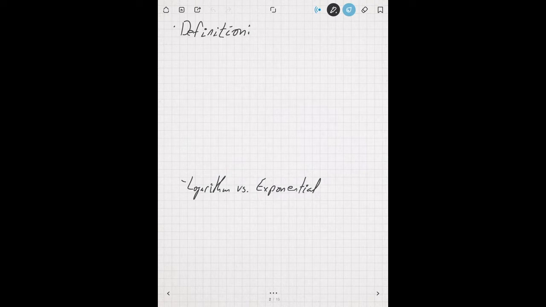Let's first begin by defining what a logarithmic function is. We're going to define a logarithmic function as a function of the form f of x equals log, that's the symbol, L-O-G, short for logarithm, and then I'm going to put a little subscript here, b, okay?